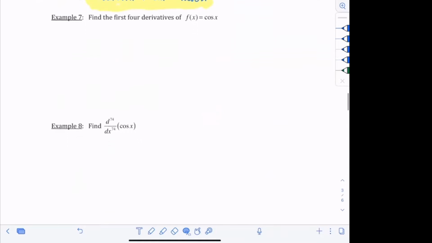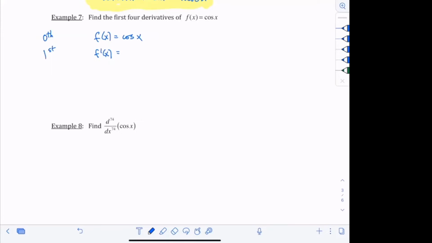Let's take a look at example 7 first. They want us to find the first 4 derivatives of cosine of x. So if I have f of x is equal to cosine of x, we can think of this as the 0th derivative. You're not taking any derivatives, right? So it's the 0th derivative. But when I take f prime of x, that's going to be the first derivative. So I'm going to put a first there.